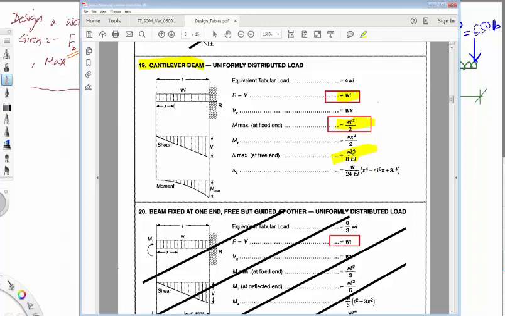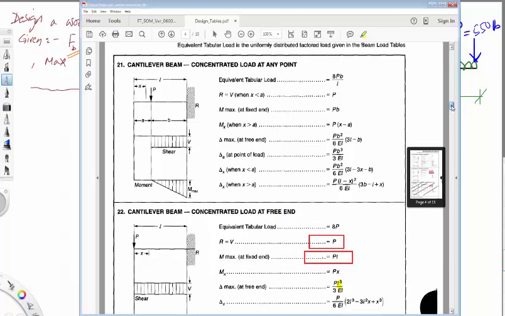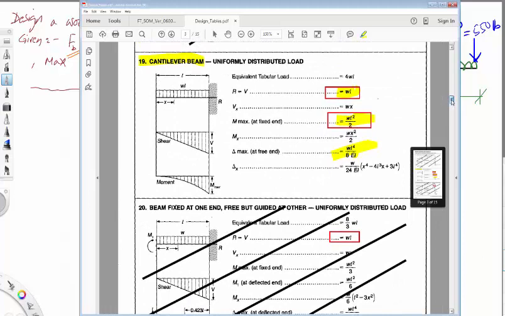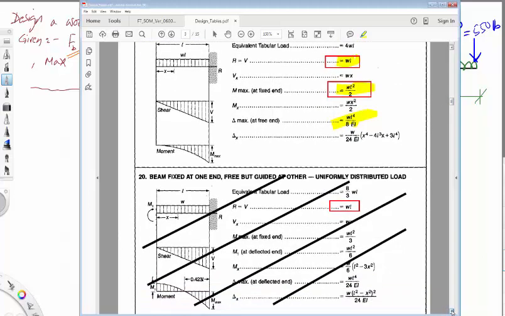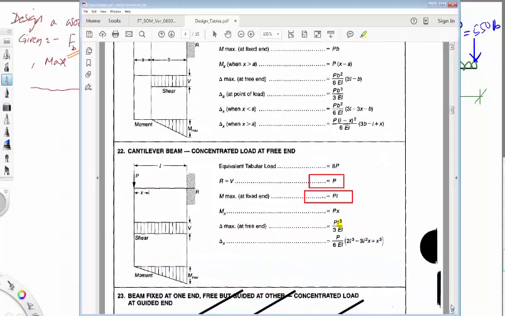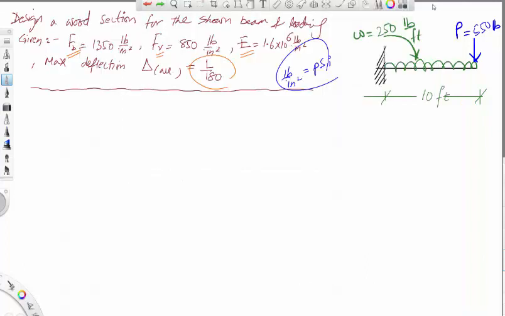And the other case is point load at the end of the cantilever, which is case number 22. It says it is a cantilever beam with a load concentrated at the end, and the maximum bending moment is PL, maximum shear is P, and maximum deflection is given as PL cubed divided by 3EI. So this is where you get your equations from. Okay, so now we move to break down this beam into these two cases.